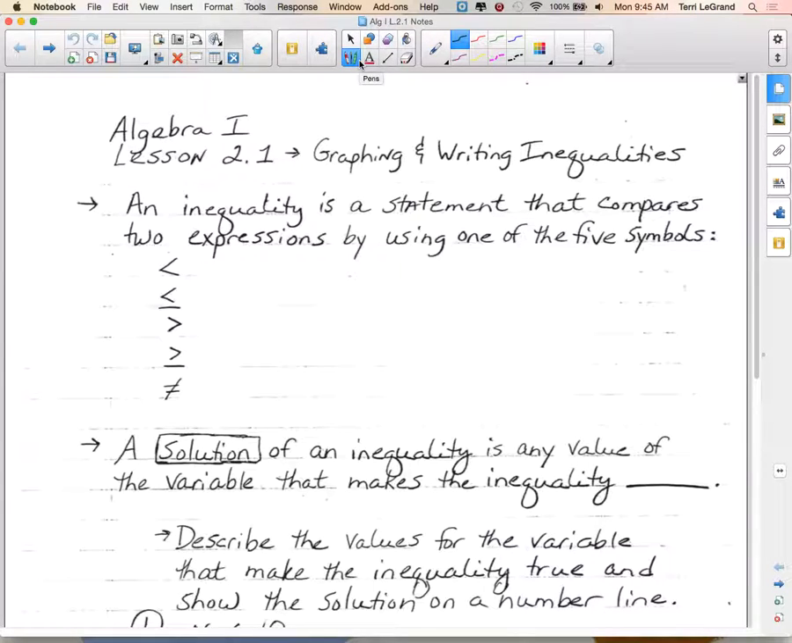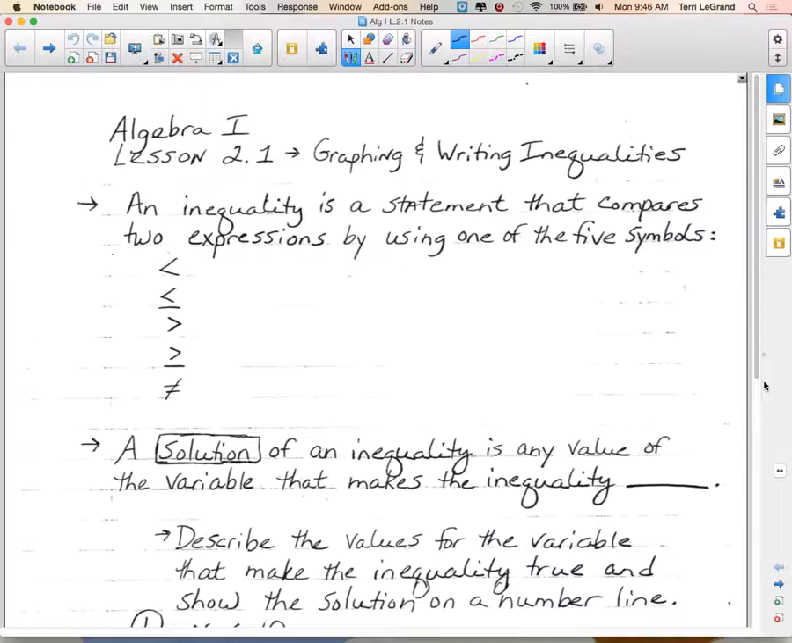So again, after SQ3R in your lesson 2.1 on your own, one of the biggest hangups for students is being able to read those inequality symbols properly and being able to set them up in statements properly so that they really show the relationship correctly. So let's first of all talk about what inequalities are.